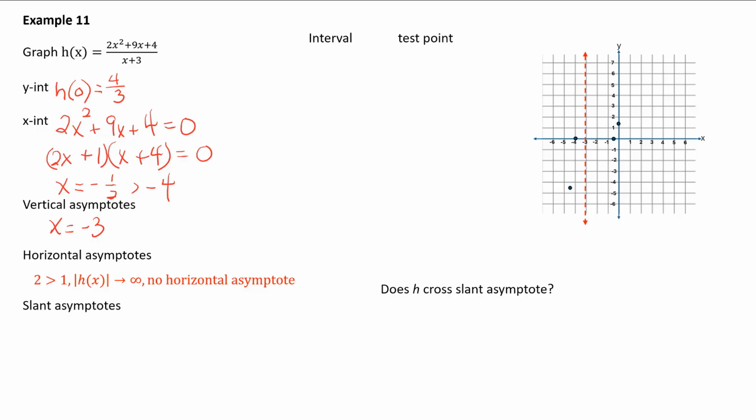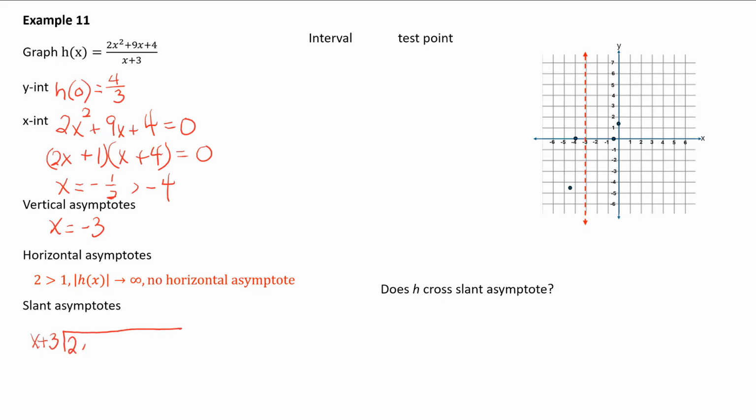All right, slant asymptote. We're going to look for a slant asymptote because the degree of the numerator is exactly one greater than the degree of the denominator. And that's when you can possibly have a slant asymptote. So we're going to have to divide the numerator by the denominator.